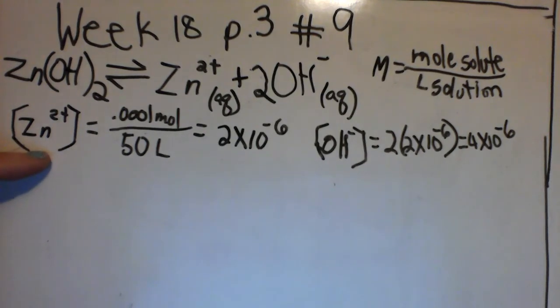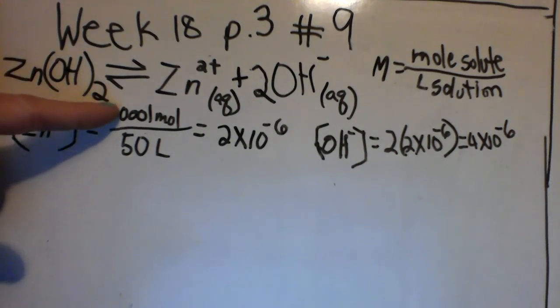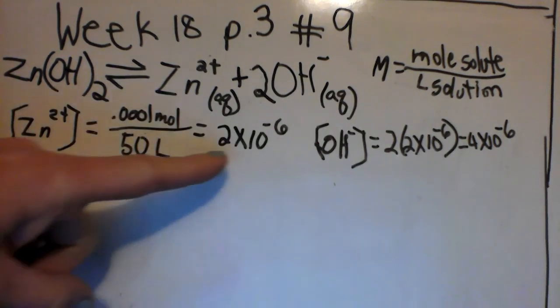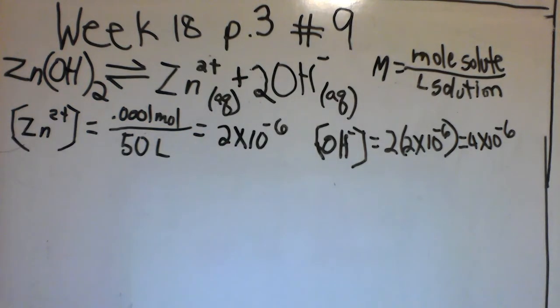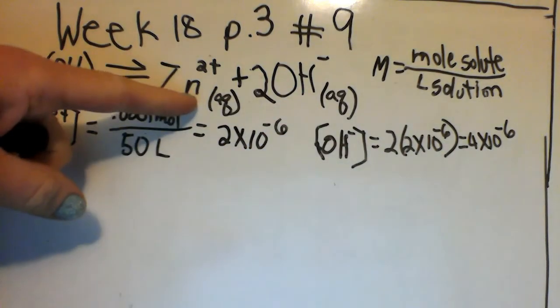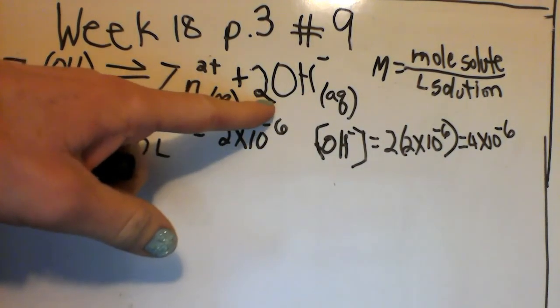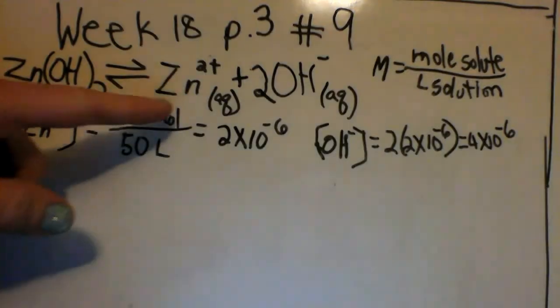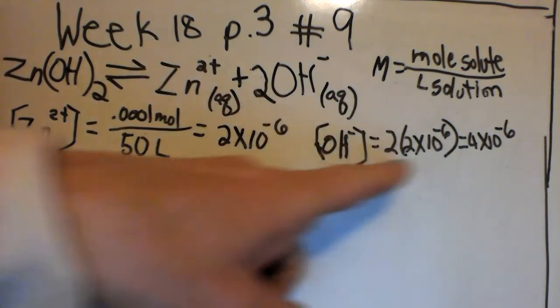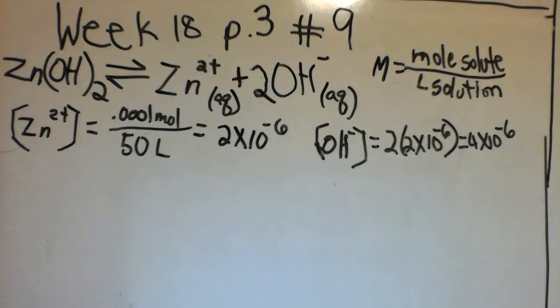So in order to find the concentration of zinc, we say there are 0.0001 moles of zinc per 50 liters, and that gives us 2 times 10 to the negative 6th molar concentration of zinc ions. We know that there are 2 hydroxide ions for every 1 zinc ion. We can tell that because there's a coefficient of 2 here and a coefficient of 1 here, so 2 to 1. Therefore, we can take the concentration of zinc and multiply it by 2 to give us the concentration of hydroxide.